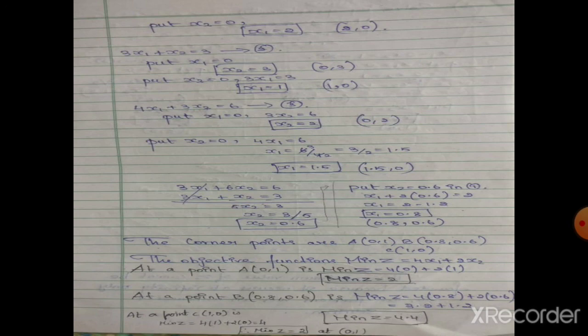Now we substitute in the objective function. For the first point A, 0, 1, we get the value 2. B gives 4.4. C gives 2. The objective function is minimization, so we take the minimal value. The optimal solution is minimization of z is equal to 2. That is your final answer.